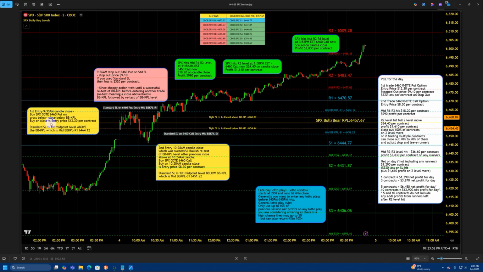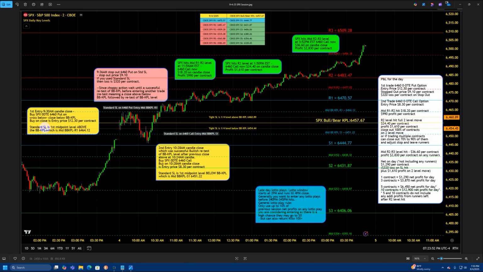On this entry, the buy on the close, this is a 2-minute chart, and this is the 9:30 candle. So at 9:32, when this candle closes, the entry price on this was $12.30 per contract. So it's advisable to wait, even though you saw that this candle was moving below, until the candle close to make the decision, because then it'll be evident whether it's closed below or closed above. In this case, it closed below, so that's a bearish entry signal, so we're going with the put option.